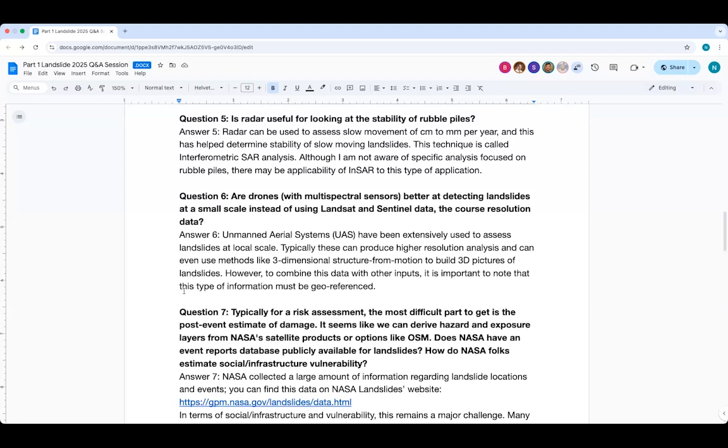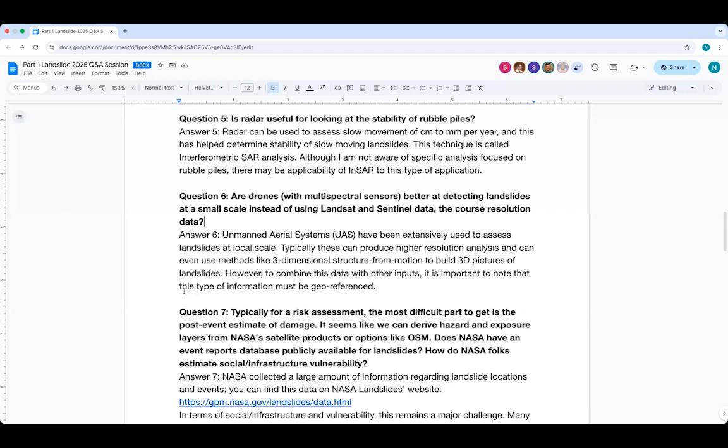Radar has been used to assess slow-moving landslides. So thinking about how very slow-moving landslides can change over millimeters to centimeters per year. And the approach is called interferometric SAR analysis. I'm not personally aware of any specific analysis focused on rubble piles, although I'll make sure to research that before finalizing this question in the answer.